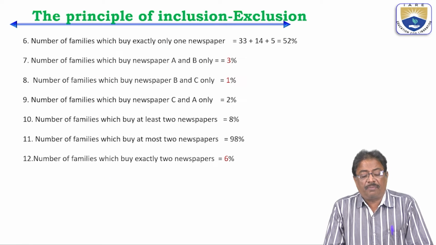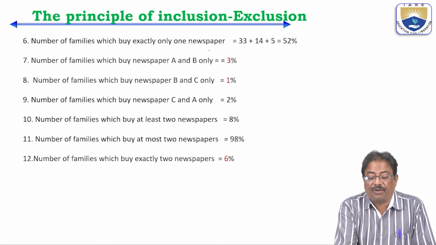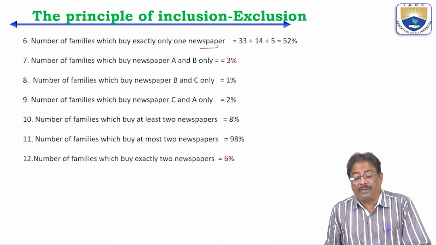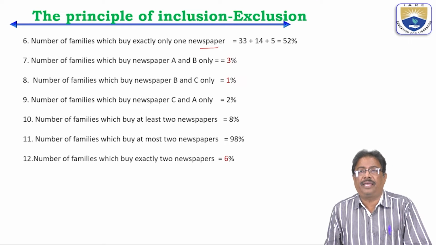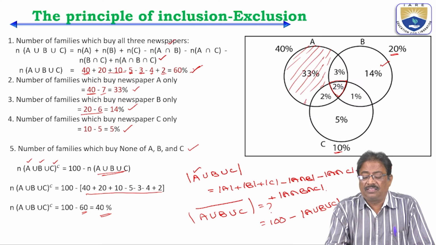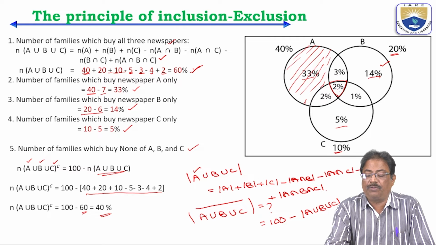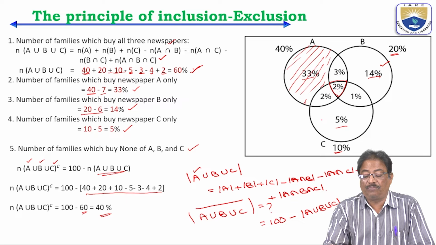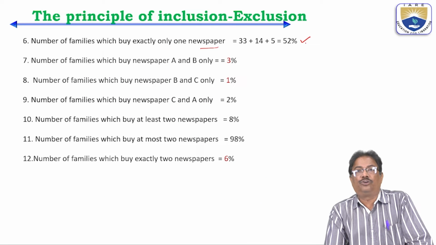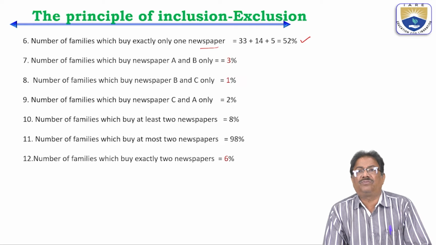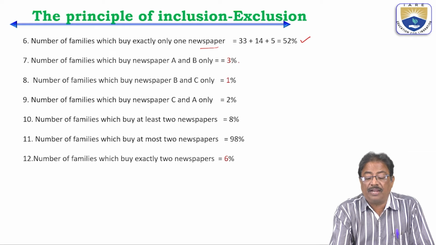Now, the number of families which will buy exactly one paper. See how many families are buying exactly one paper, meaning either it is paper type A or B or C. See here 33 and 14 plus 5. So 33% are buying only paper A, 14% paper B, 5% paper C. So we just add all these things, and we get 52%.